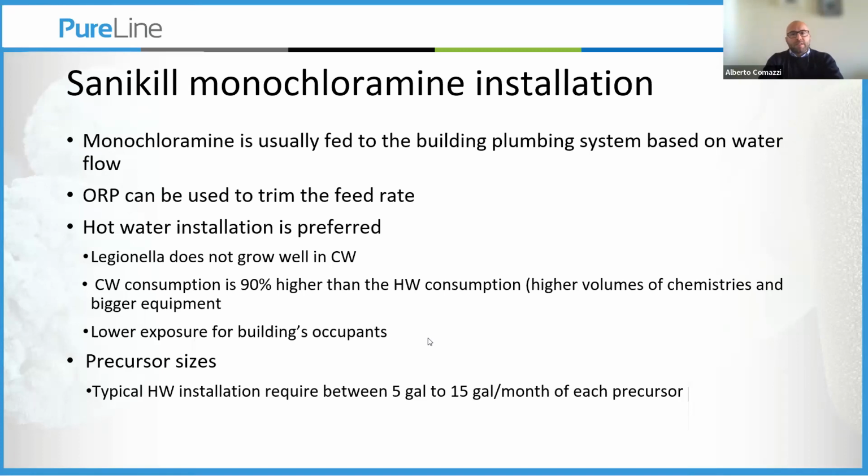Typical precursor sizes for hot water installation are between 5 to 15 gallons a month of each precursor, based on the water consumption of the building, rarely 30 gallon drums. For cold water application, we're definitely talking about bulk tanks or totes, so 200 gallons per month or more.